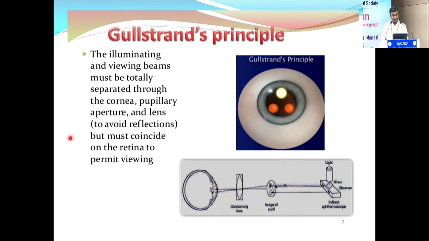They should coincide on the retina, but the illuminating beam goes through the cornea, pupil, and then travels through the lens, and gets focused on the retina. The same beam gets refracted back, travels through the lens and the pupil, and comes back to the observer's view. But these two should be separate. If they coincide, then it's very difficult to get a view, and you get a lot of reflections. So they should coincide on the retina, but they should not overlap.